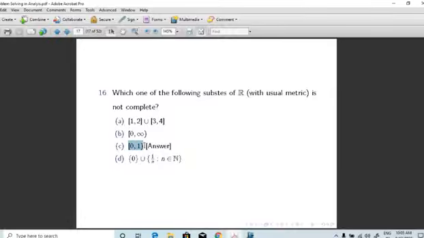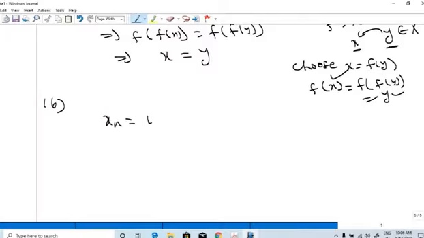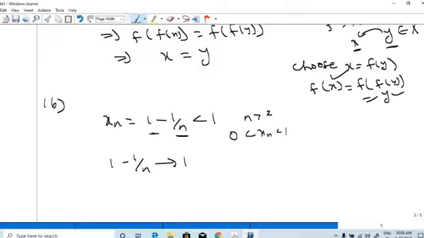So, if you take x n equal to 1 minus 1 by n, you are subtracting a positive number from 1, therefore it's always less than 1, right? And then take n greater than or equal to 2 or 3 anyway. So this sequence lies between 0 and 1. And 1 minus 1 by n converges to 1, because 1 by n goes to 0. Therefore, the limit is 1, but this does not belong to our set, which is closed at 0, open at 1. Therefore, this set is not complete. Why is it not complete? We take a Cauchy sequence, but the limit point is not in the set, therefore it's not complete.